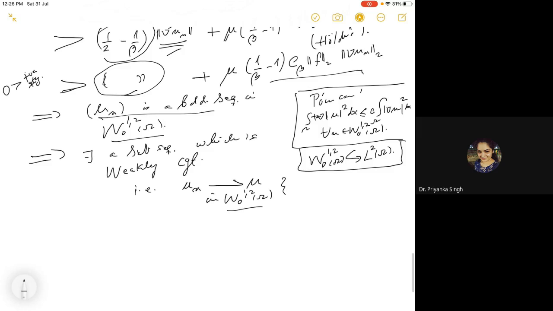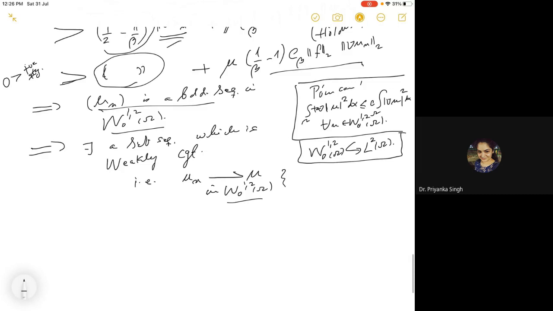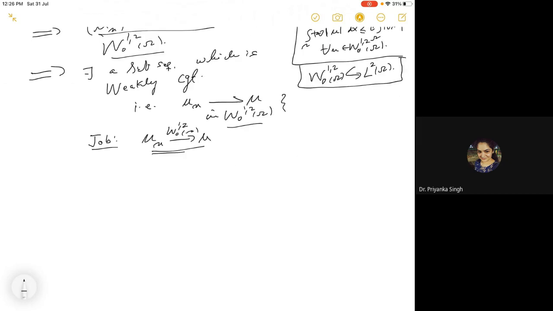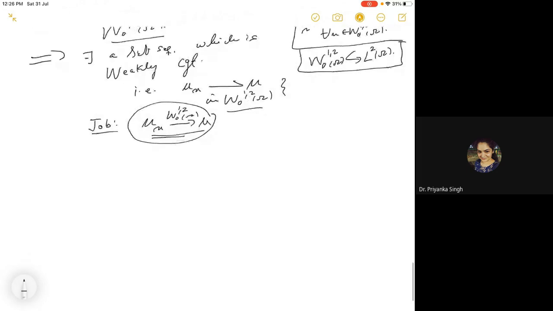All right, so this gives this, and now the job in hand is to show that this weak convergence is actually strong convergence in W_0^{1,2}. So that will establish that E satisfies the Palais-Smale condition. I'm not giving the detail of this part, so let's assume that this happens. What I'll leave the audience to relish upon is the following: that this functional actually has the mountain pass geometry.